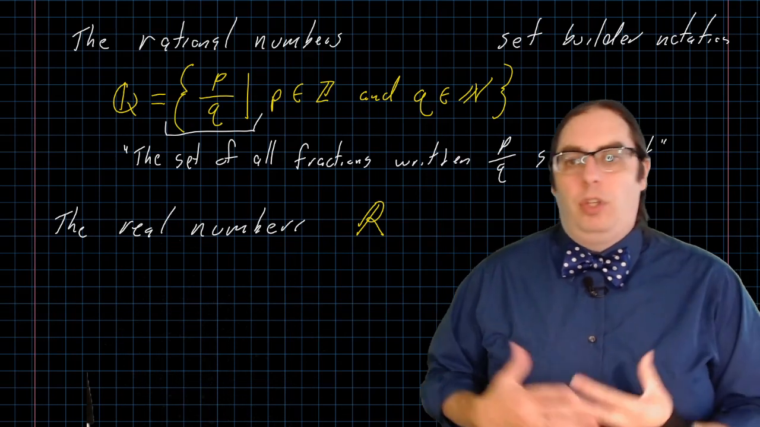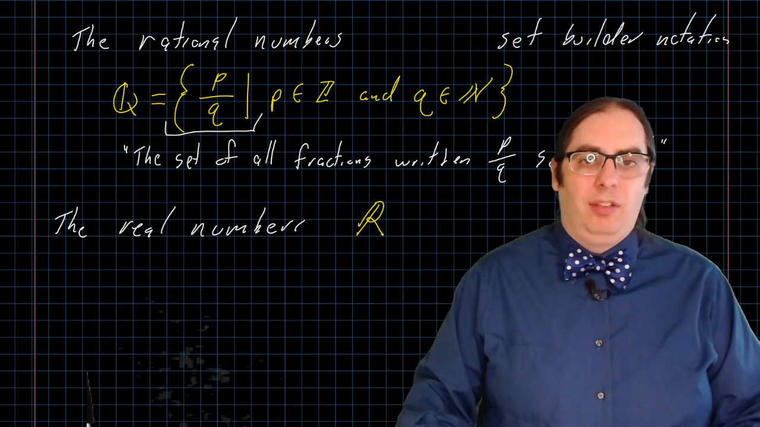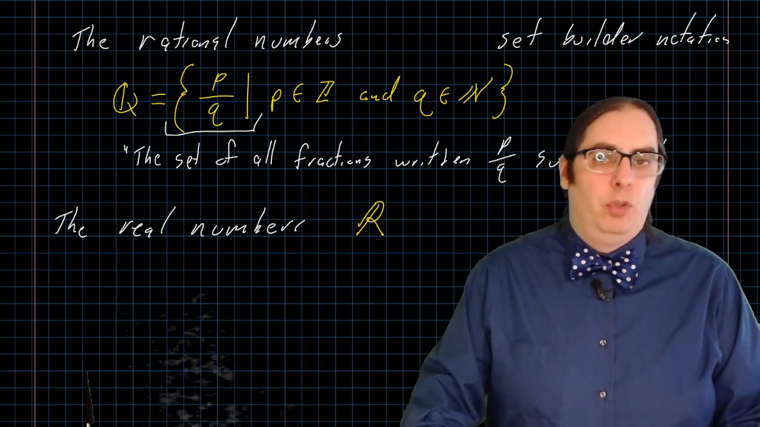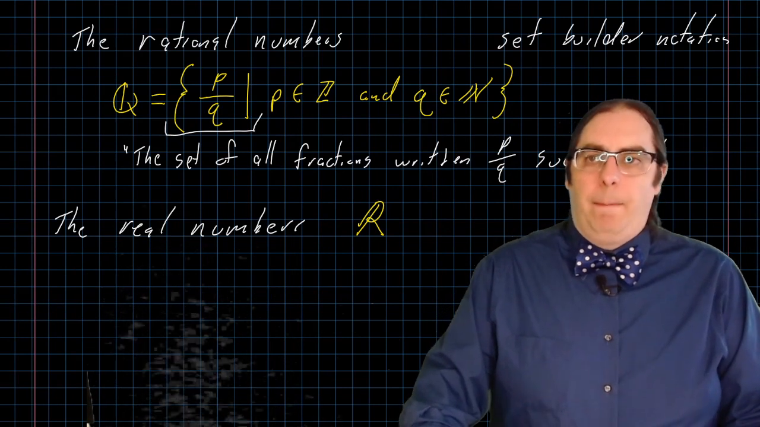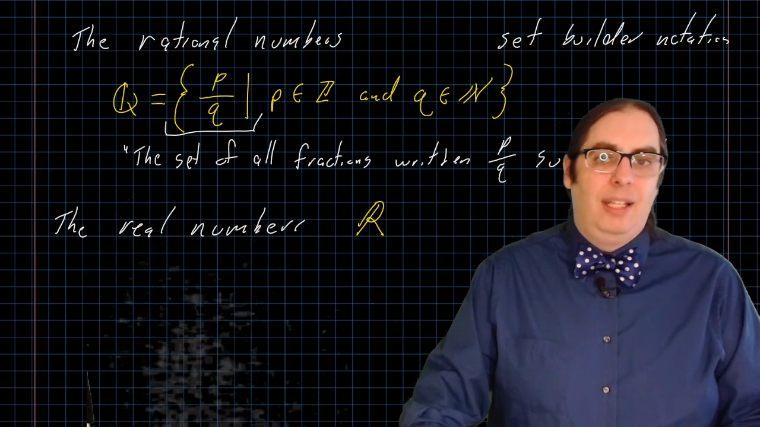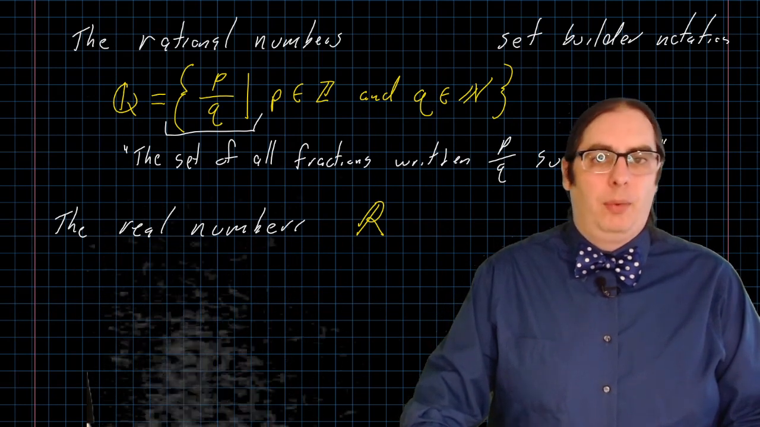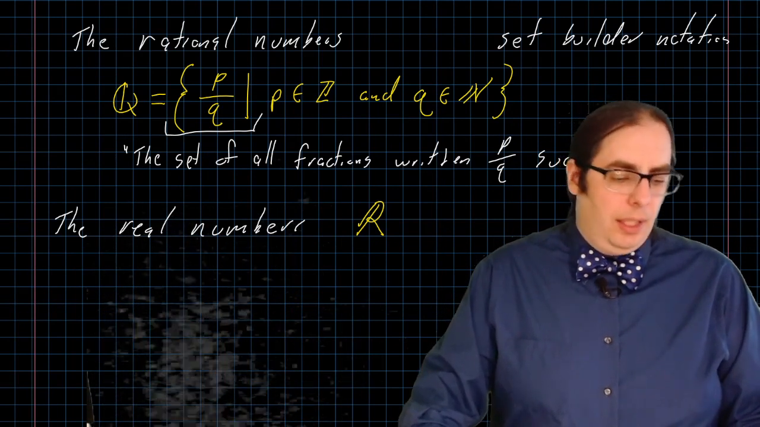But the real numbers include all of the rational numbers. They include all of the other things as well, all of the decimals that do not represent fractions. And thinking about it as the decimal expansion of anything is probably a good way of thinking about the real numbers. That's kind of how we define them.